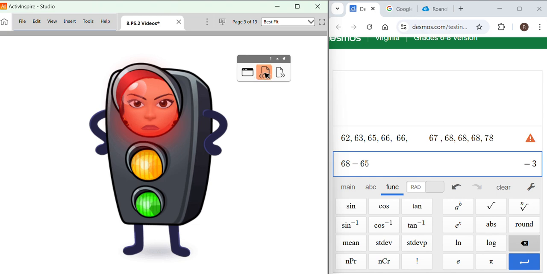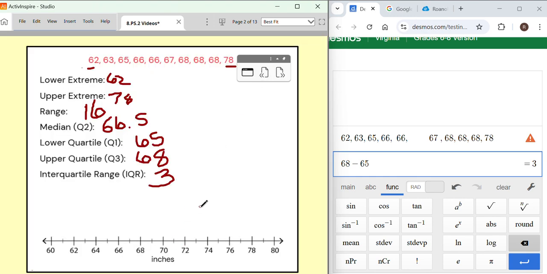Now, we're going to go ahead and draw this box plot. Are you ready? Remember, do not use the range or the interquartile range as you draw. The lower extreme is 62, so I'm going to make a line right there. The upper extreme is 78, so I'm going to make a line right here. The median is 66.5. So this is 66, 67, 68. So 66.5 would be right in the middle here. Then 65 is my lower quartile, and 68 would be my upper quartile.